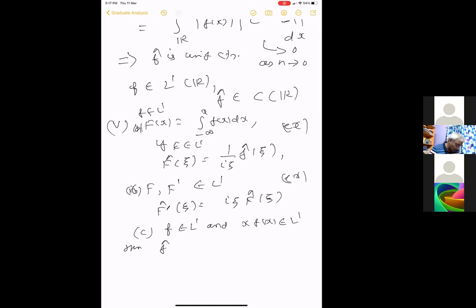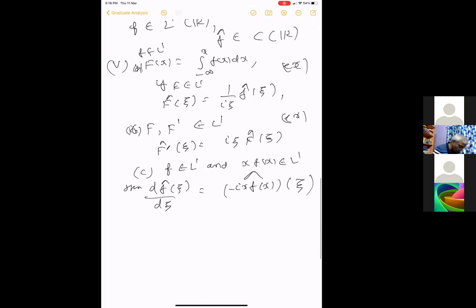Then f hat is differentiable, and f hat prime, df by dxi, equals something which is the Fourier transform of the whole thing, (-i x f(x)) hat. So, proof of C.